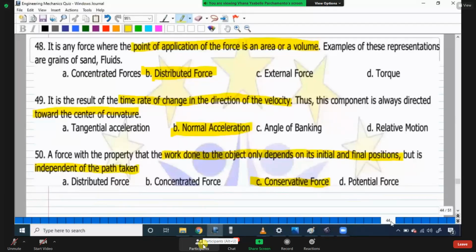Number 48, 49, 50. Letter B, distributed force. Na take note ko na po kung ano yung mga dapat mga notes dito. Number 49, letter B. And number 50, letter C, cat. Boy, boy, cat. So that's it for this day.